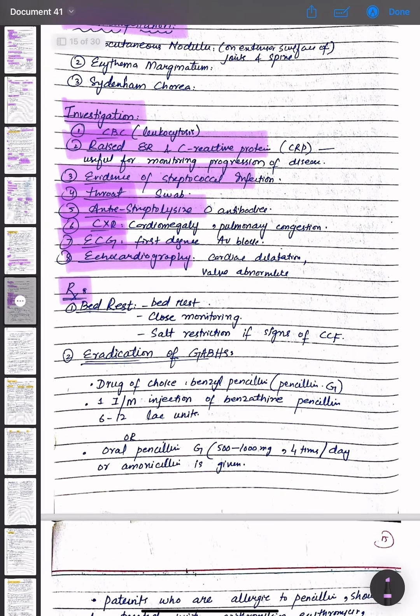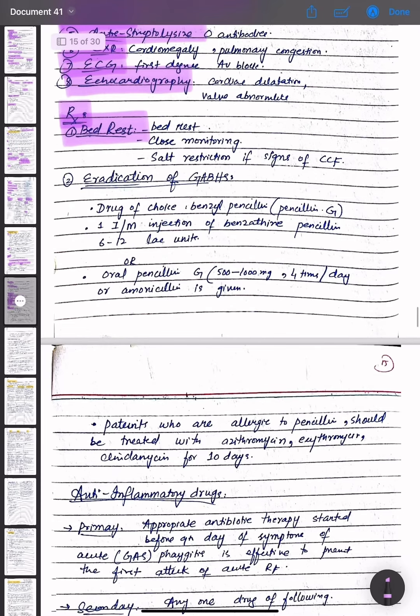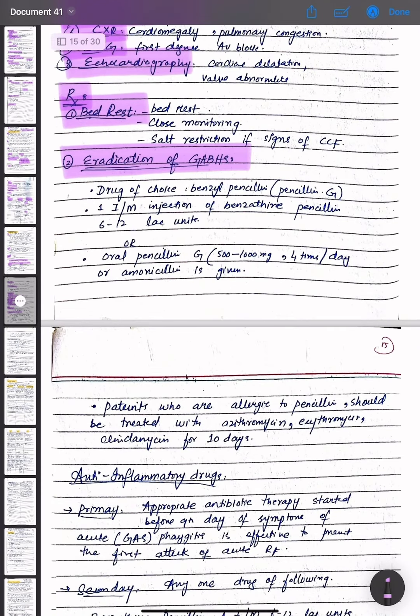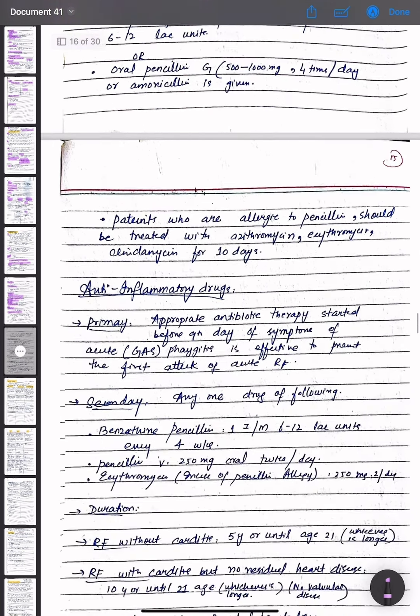The treatment options for rheumatic fever are bed rest, close monitoring, and salt restriction if signs of congestive cardiac failure are present. Eradication of infection: the drug of choice is benzyl penicillin, penicillin G, an intramuscular injection of benzathine penicillin 6 to 12 lakh units, or oral penicillin G 500 to 1000 mg 4 times per day, or amoxicillin is given. Patients who are allergic to penicillin should be treated with azithromycin, erythromycin, or clindamycin for 10 days.